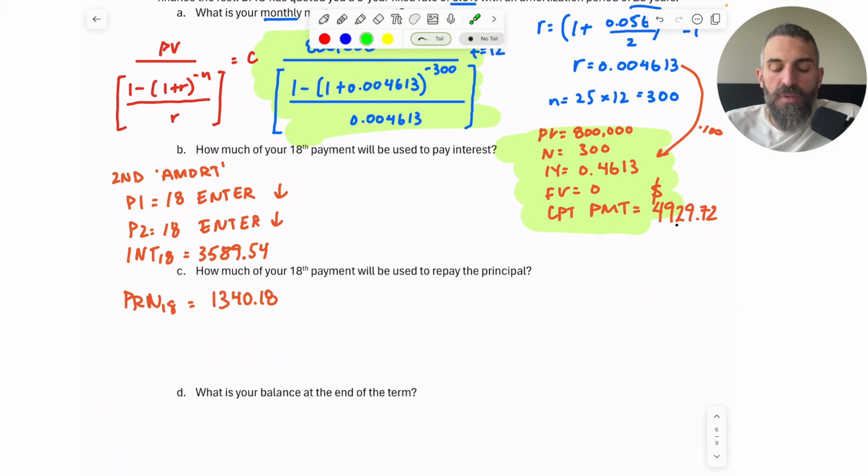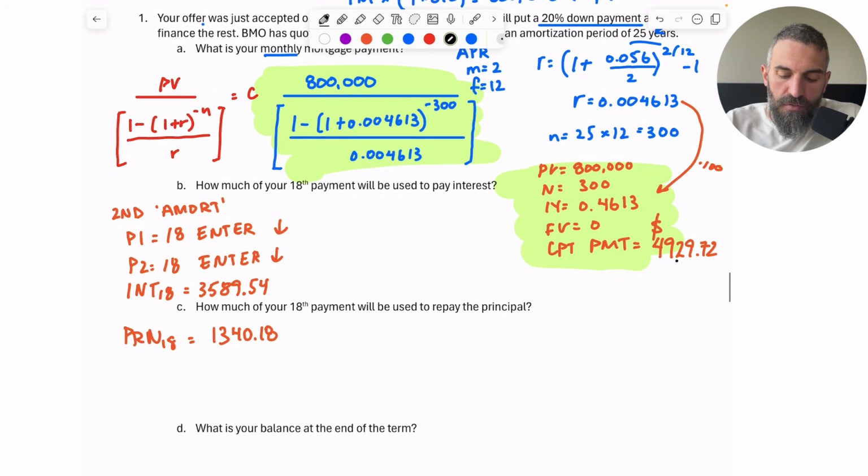Now, if you're not allowed to use a financial calculator or you prefer not to, I'll walk you through the steps. To find the interest portion, there's probably a few ways that you can do it. How I would do it is I would start by finding my balance one period before. So let's start with that. How do we find the balance, right? Well, to find the balance, what you want to do is change your N to the remaining payments. So what I mean by that is, let's say we started with 300 payments.